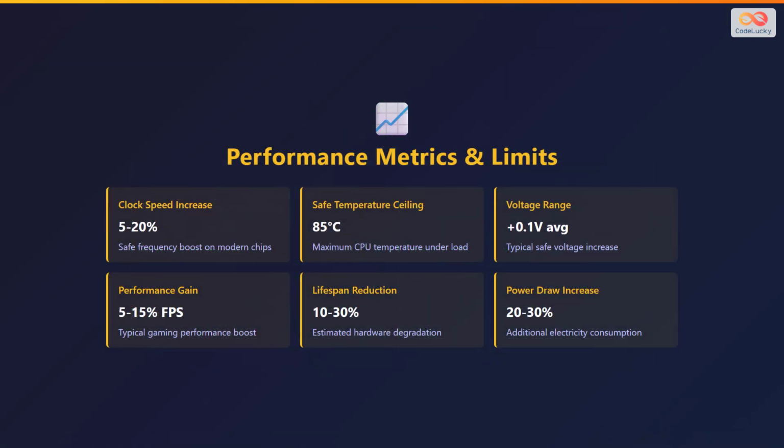When overclocking, expect realistic results. Safe clock speed increases typically range from 5 to 20% depending on your specific hardware. Keep CPU temperatures below 85 degrees Celsius for sustained operations. Voltage increases should remain around 0.1 volt on average. You can anticipate gaming performance gains of 5 to 15% in frames per second, though actual results vary by application. Be aware that hardware lifespan reduction can range from 10 to 30% due to accelerated degradation. Power consumption will increase by 20 to 30%, so verify your power supply capacity before beginning.